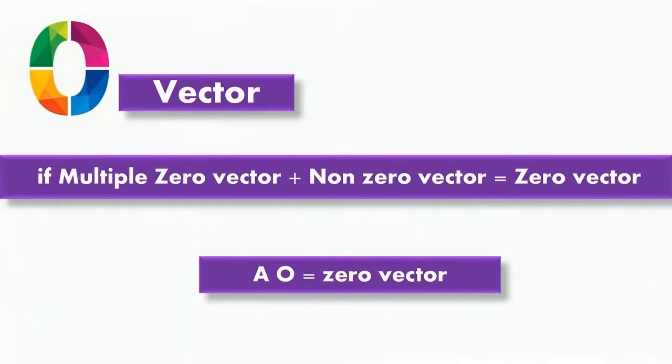Third, if you multiply the 0 vector with any other non-zero vector, you can see that the resultant will be a 0 vector instead of a non-zero vector. Fourth one, when a 0 vector is multiplied by a non-zero scalar, its result will be a 0 vector.